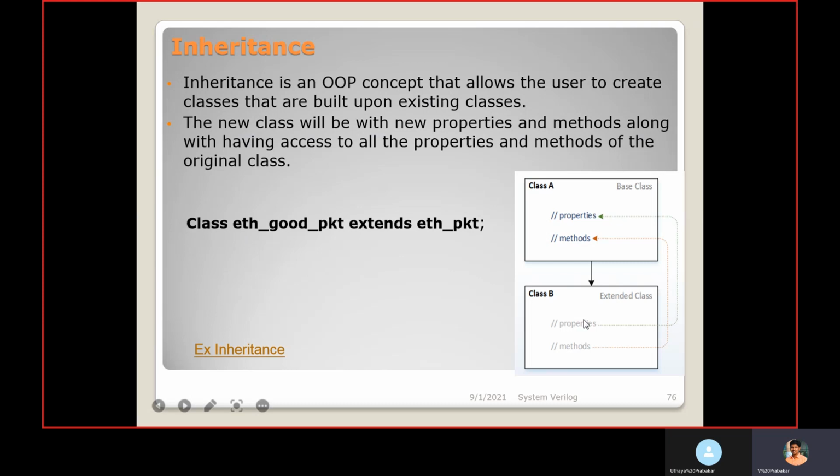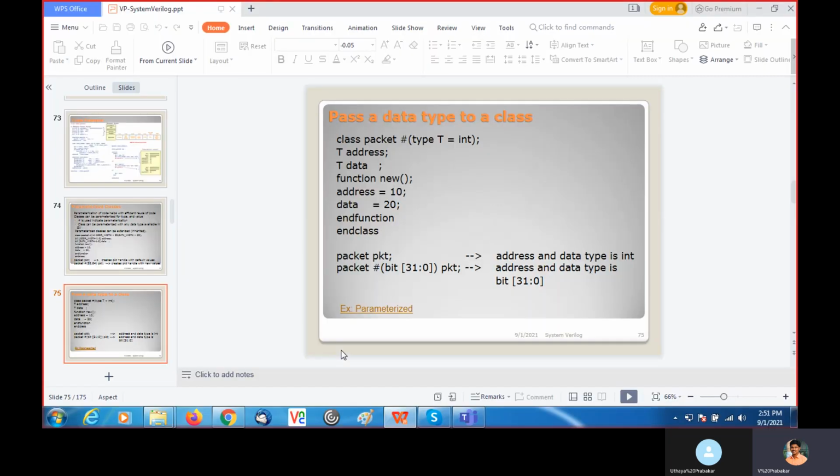So how to do this? With the help of the extends keyword. Class root packet is a base class. Assume that this is root packet. I need to create an extended class or a child class from this base class root packet. So class root packet is the name of this class. Extends root packet. This is the way we can inherit base class properties and methods into the child class. Here is one small example of inheritance.